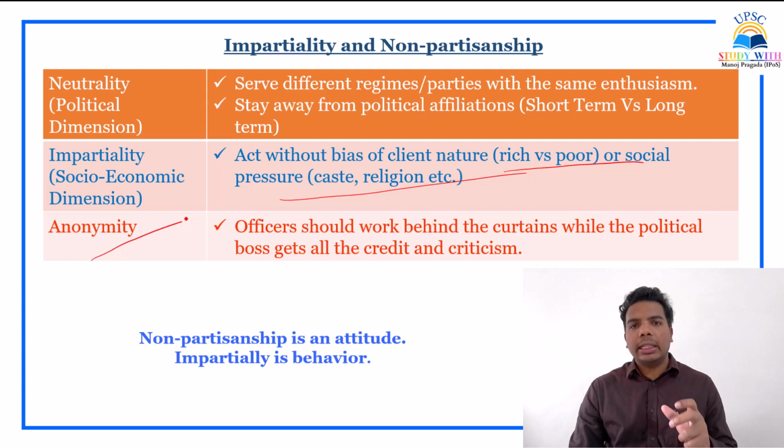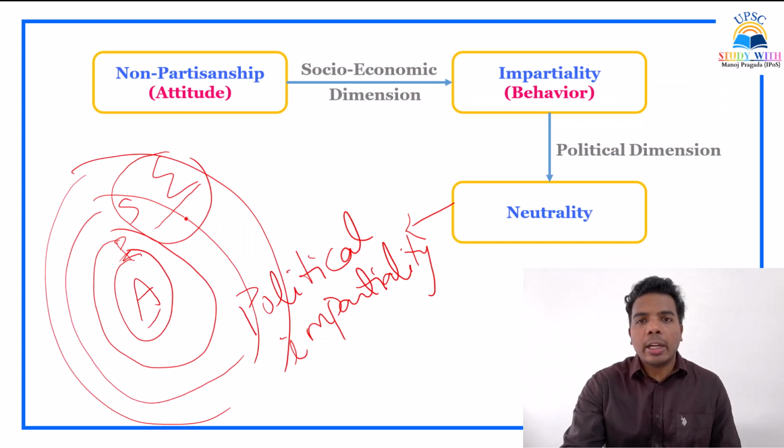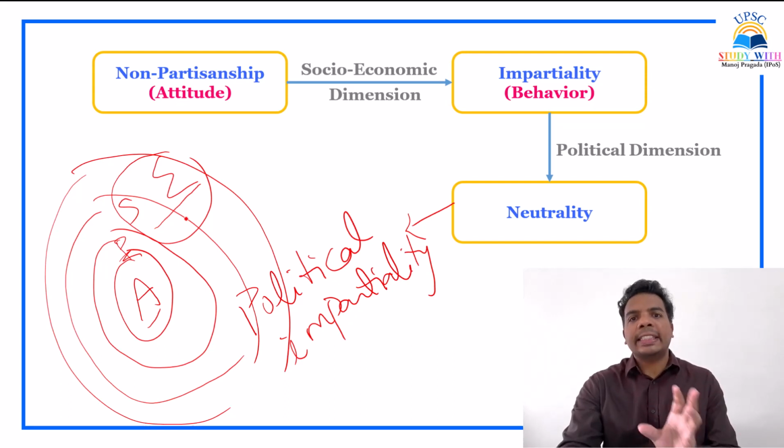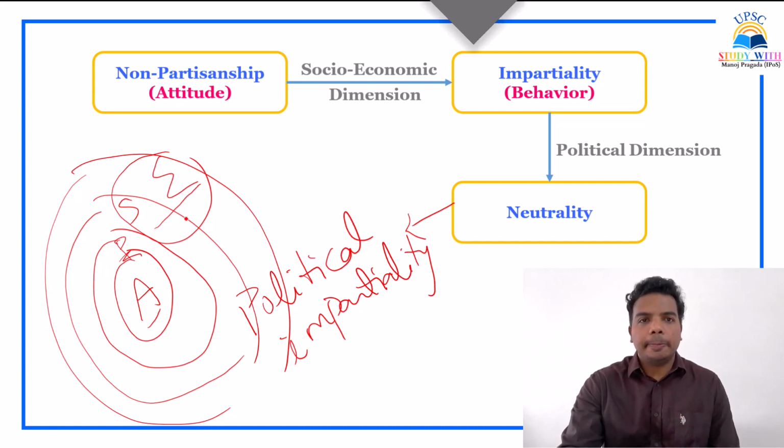In a democracy, every four or five years, the political executive has that accountability factor, where they have to face the elections, and they have to win and come back to power. If they lose, they will lose their power. I hope you all understood these concepts of impartiality, non-partisanship, neutrality and anonymity. We will discuss these things in detail.